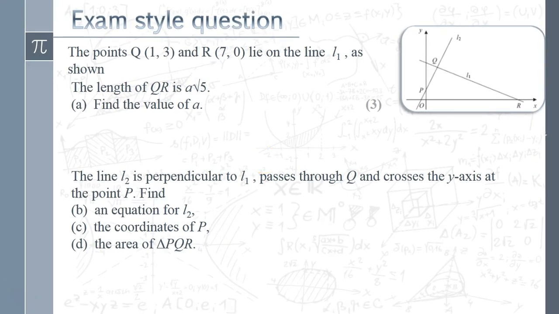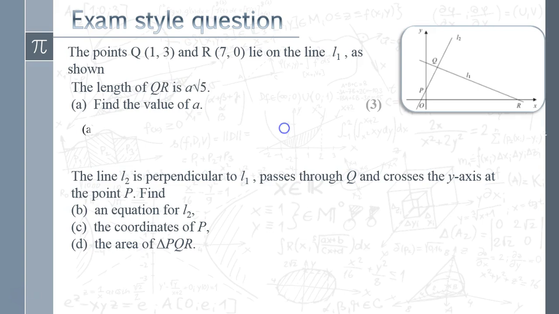And here we've got another similar question. So this one is taken from the exam, so an exam style question. So first things first, we're told that we've got the points Q and R, the line L1, there we go. And we're told the length of QR is this thing here. So it's a multiple of root 5. We've just got to work out what the value of A is.